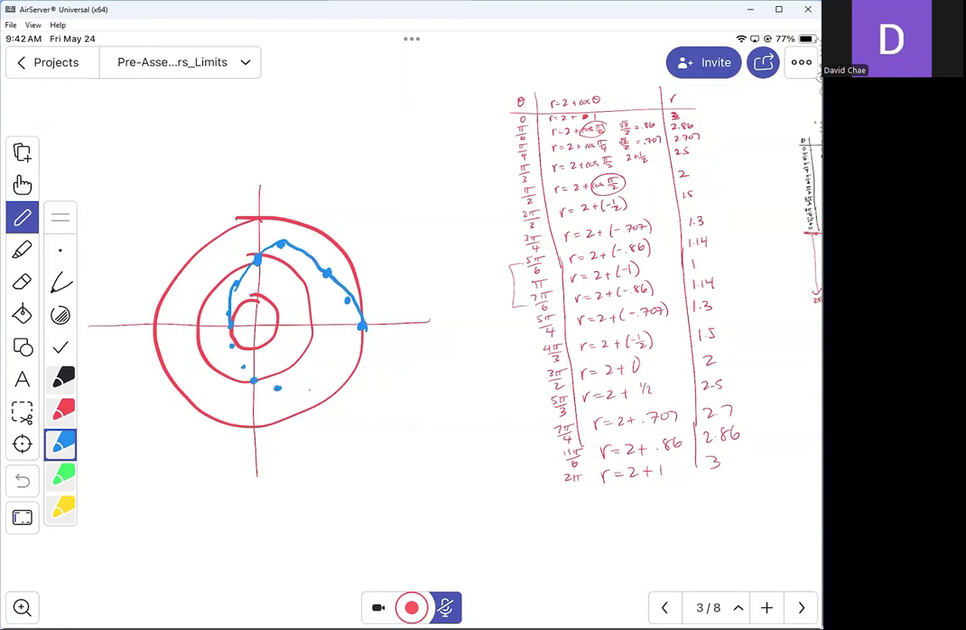And I'm having disruptive students come in my class right now, so I have to finish this. It's going to look something like this. So it looks like a circle with a dent in it.